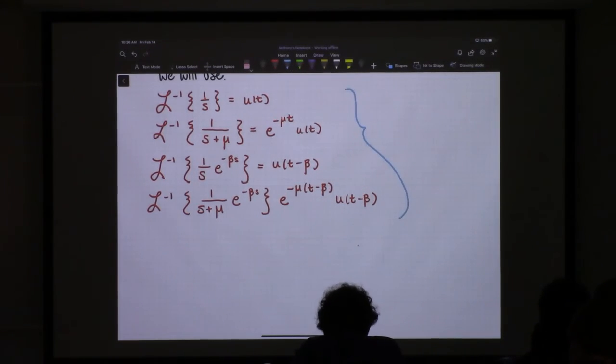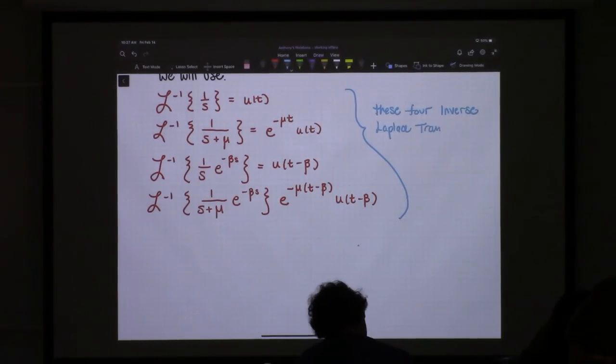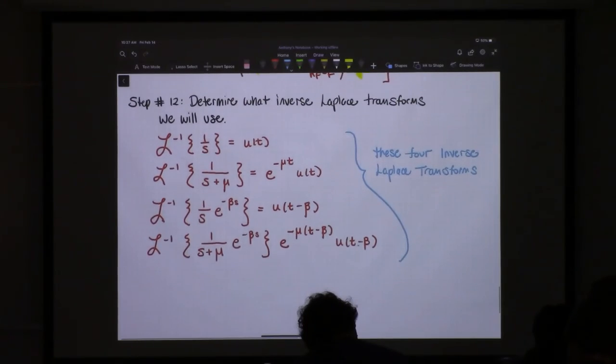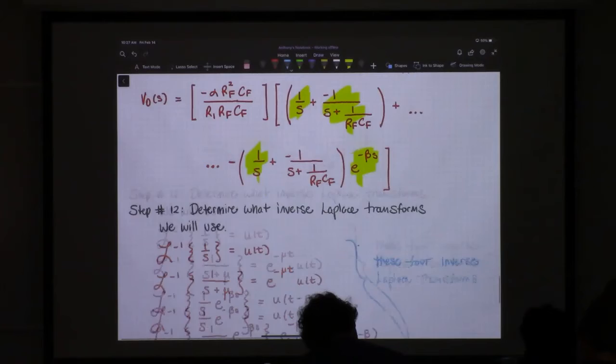So these four inverse Laplace transforms, essentially these are all we need. So now we can go through and finish this.